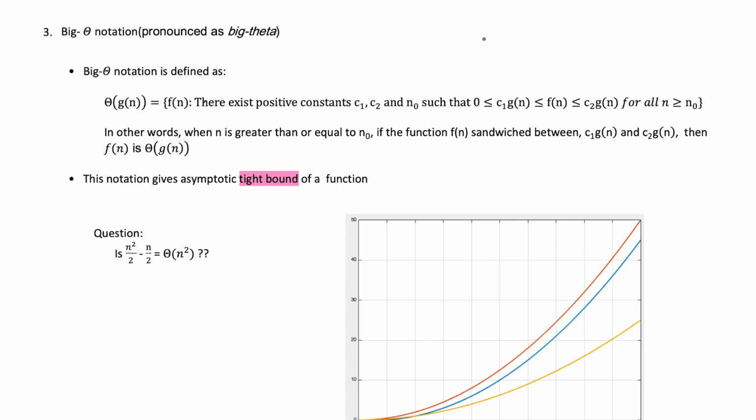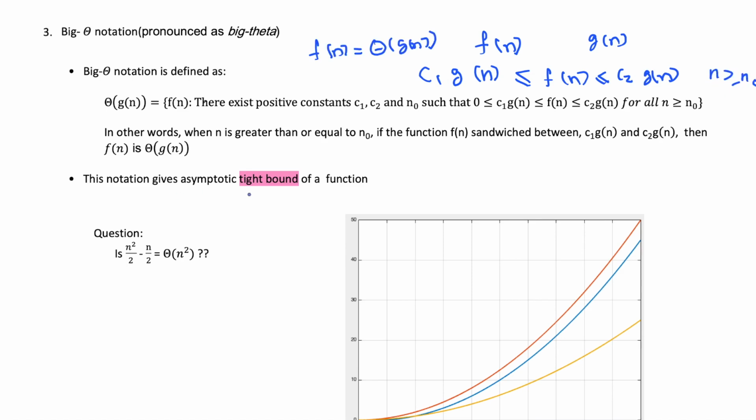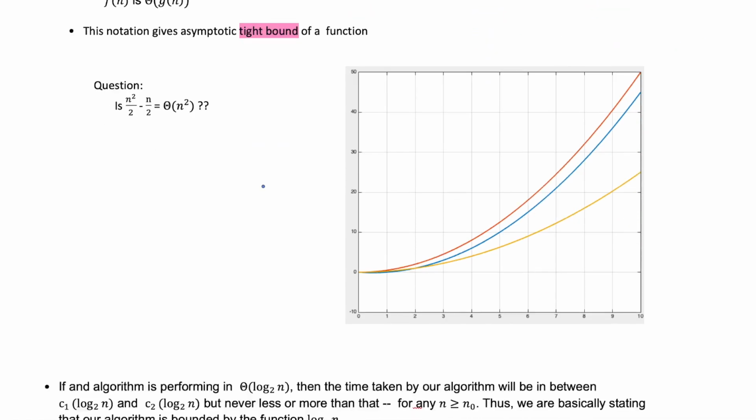That means that if you have a function f of n and another function g of n, and if you are able to write c1 g of n, that is a constant multiplied with g of n, is less than or equal to f of n, which is less than or equal to c2 times g of n, that is, if the function can be plotted between c1 times g of n and c2 times g of n for all values of n greater than or equal to n0. This notation gives the asymptotic tight bound of a function, and we will discuss this term very soon.